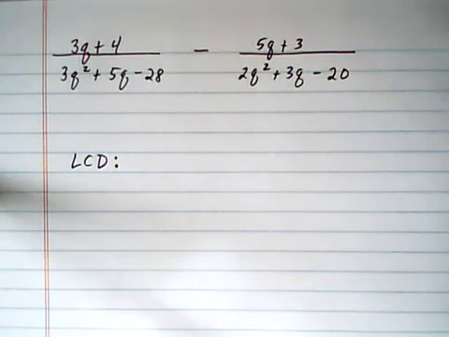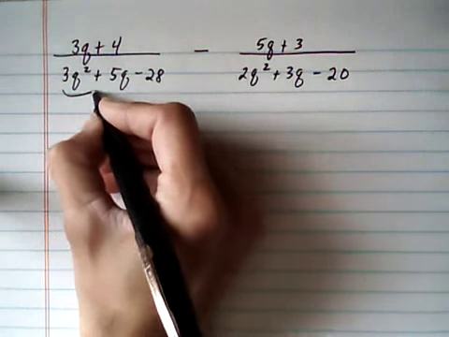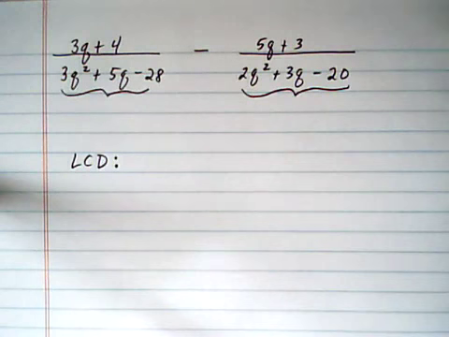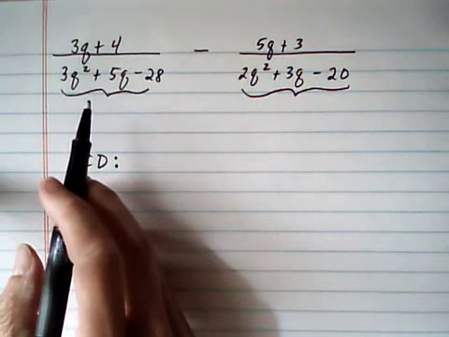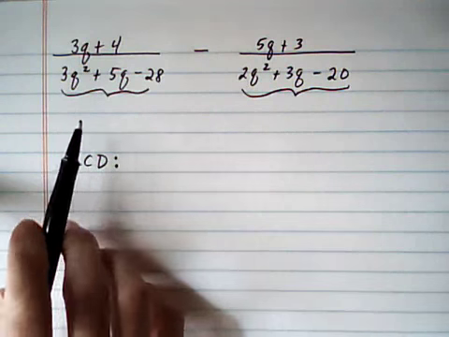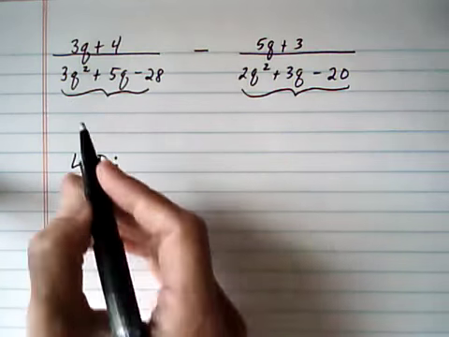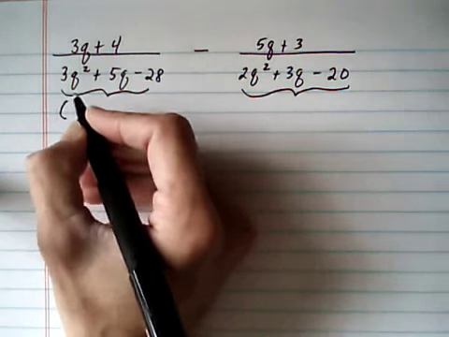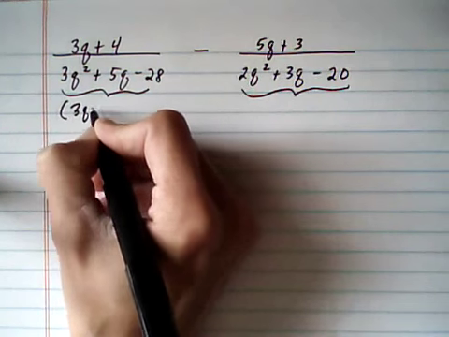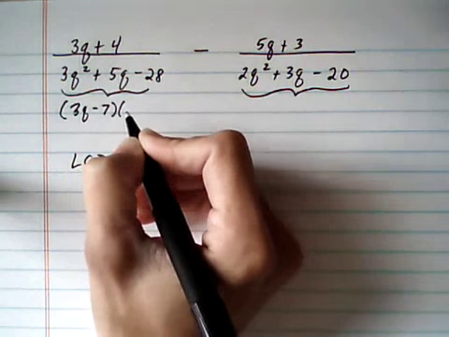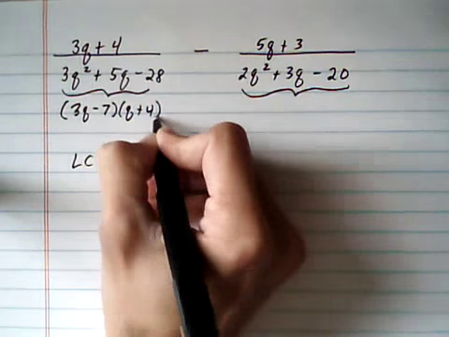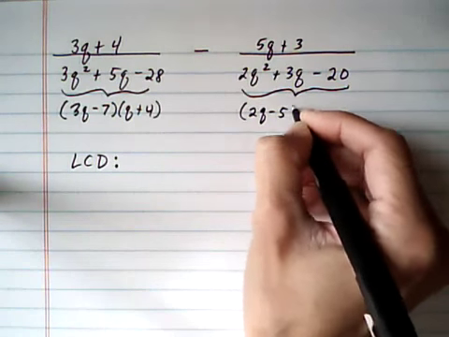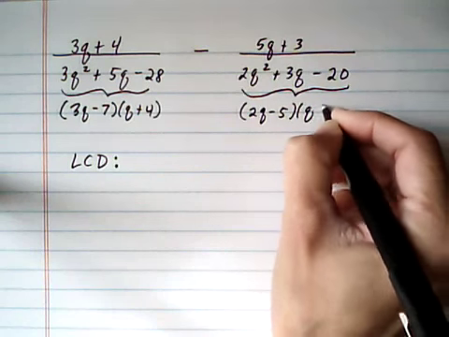the first thing we need to do is factor the denominators that we have and figure out what the pieces of the LCD are. Now, if you're kind of rusty on factoring trinomials, you're going to want to watch the videos on factoring trinomials. Otherwise, this type of problem is going to be a real mess. So this thing factors out to be 3q minus 7 times q plus 4. And the second one factors out to be 2q minus 5 times q plus 4.